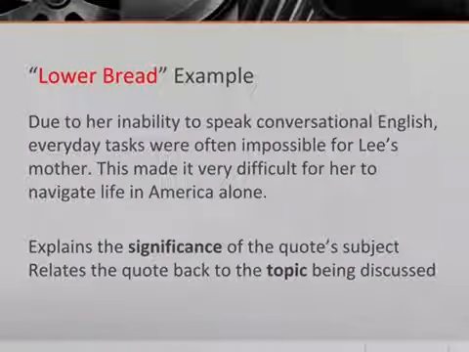Here's an example of the bottom of the sandwich. Due to her inability to speak conversational English, everyday tasks were often impossible for Lee's mother. This made it very difficult for her to navigate life in America alone. It clarifies what the quote means. Lee's mother was unable to carry on conversations in English, and gives the implications of the quote, that this lack of proficiency made life very difficult for her.